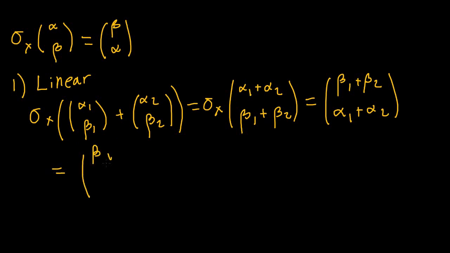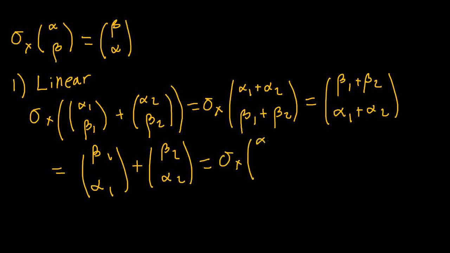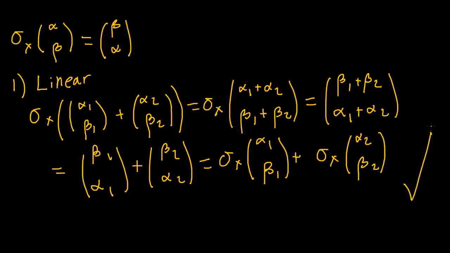And then, this is just equal to the sum of the vectors with components beta 1 alpha 1 and beta 2 alpha 2. And finally, this is just equal to sigma sub x acting on alpha 1 beta 1 plus sigma sub x acting on alpha 2 beta 2. So yes, it is linear, just as we wanted.